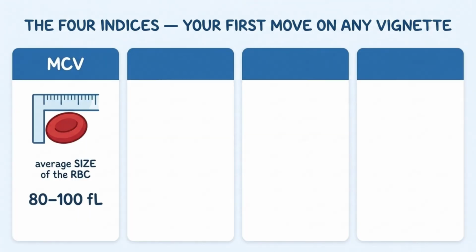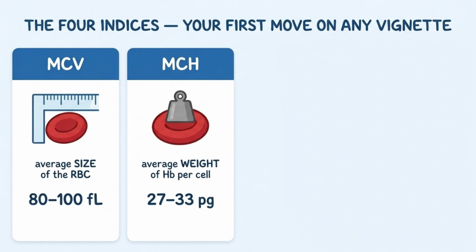The first one is MCV, which is mean corpuscular volume. It tells us the average size of an RBC. Its normal value is 80 to 100 femtoliters, and MCV helps us classify anemia as microcytic, normocytic, or macrocytic. Secondly, we have MCH, which is mean corpuscular hemoglobin. This is the average amount or weight of hemoglobin in one RBC. So its normal value is 27 to 33 picograms.